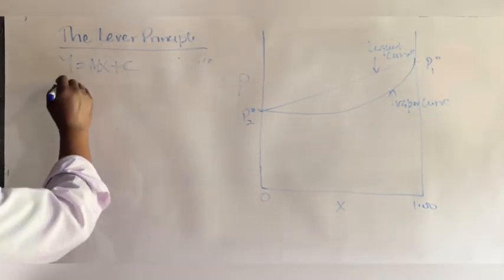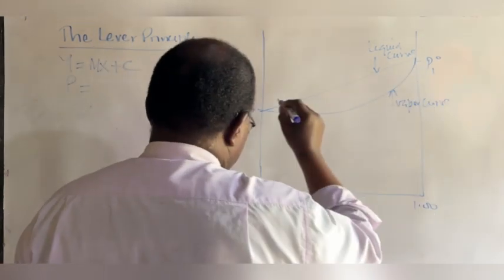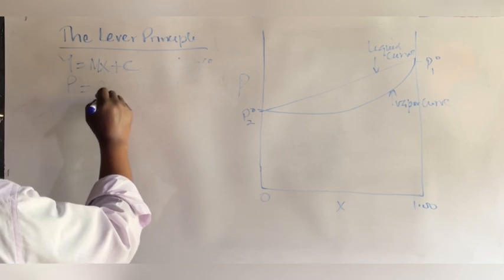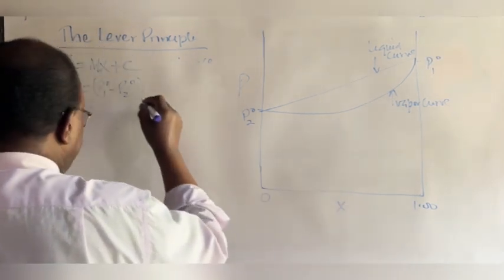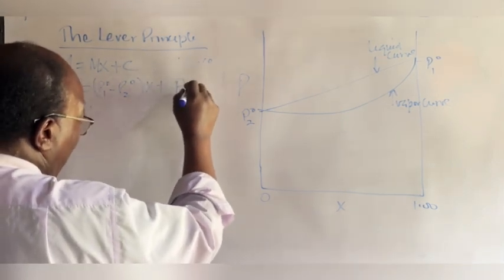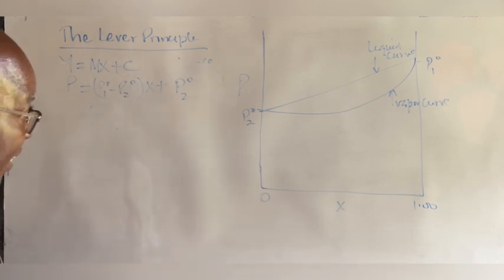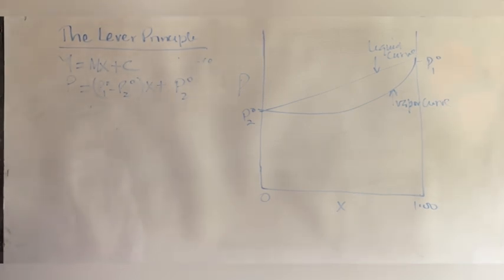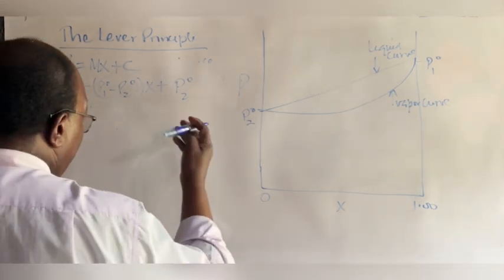So we have y, which is P, equals the gradient, which is P1 naught minus P2 naught divided by 1, times x, the mole fraction on the x-axis, and the intercept is P2 naught. That is the equation for the liquid curve.